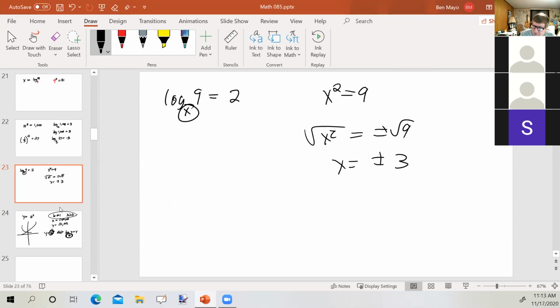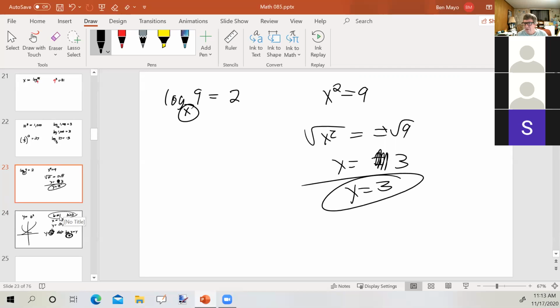That can't be 1 and it has to be greater than 0. Therefore, it's just going to be the positive 3. You can't have log base a negative number because of the restrictions that apply. So watch out for that.